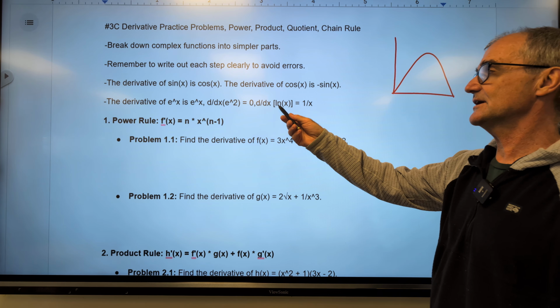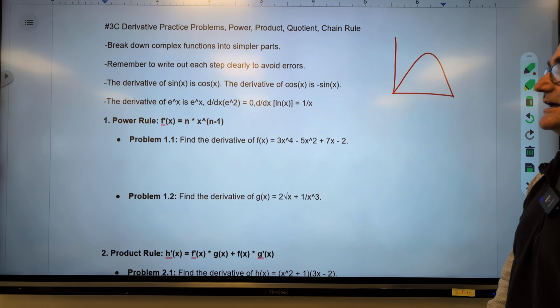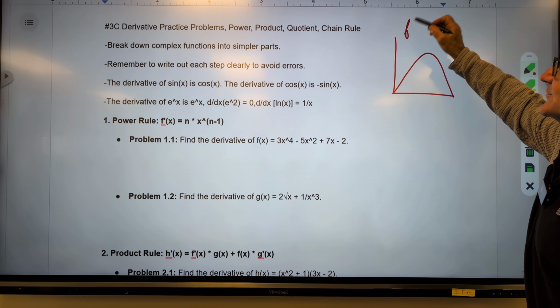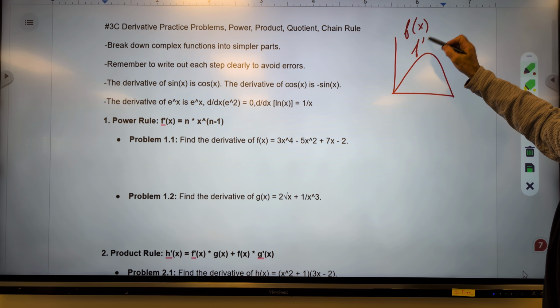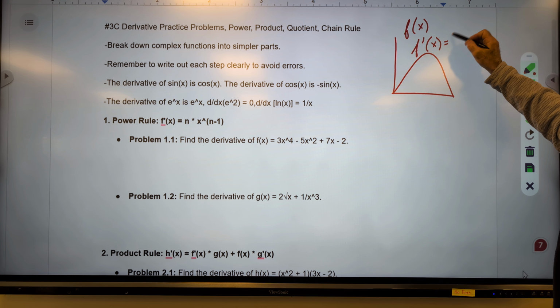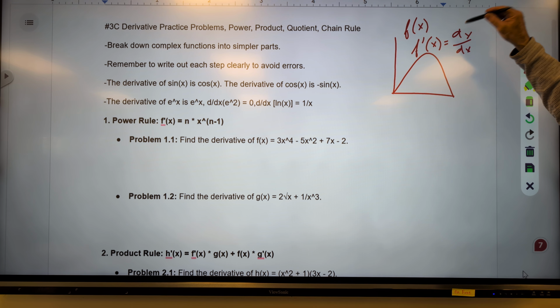The derivative of the natural log of x is equal to 1 over x. A lot of ways to write the function. Most common is f of x. The derivative could be written f prime of x or dy dx, and that stands for the change, delta y over delta x, change in y over the change in x.